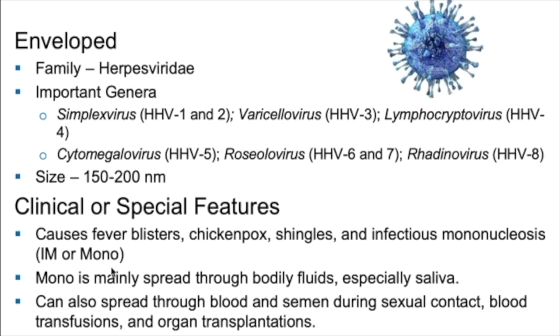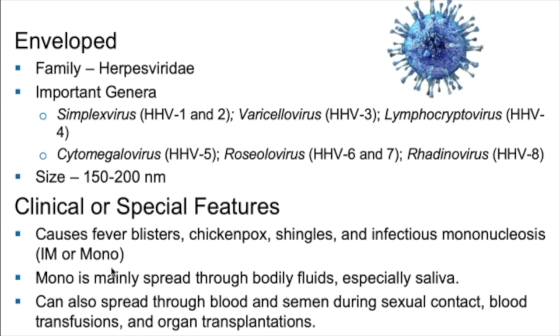Then you also have the family Herpesviridae. Important members would be the Simplex virus. They are somewhat medium, but quite large, 150 to 200 nanometer. Clinically, they will cause fever, blisters, chickenpox, shingles. So they are the latent viruses. You would see latencies like shingles, where someone is exposed when they are infants, and it's not going to present again until later on in their life, when it presents again.